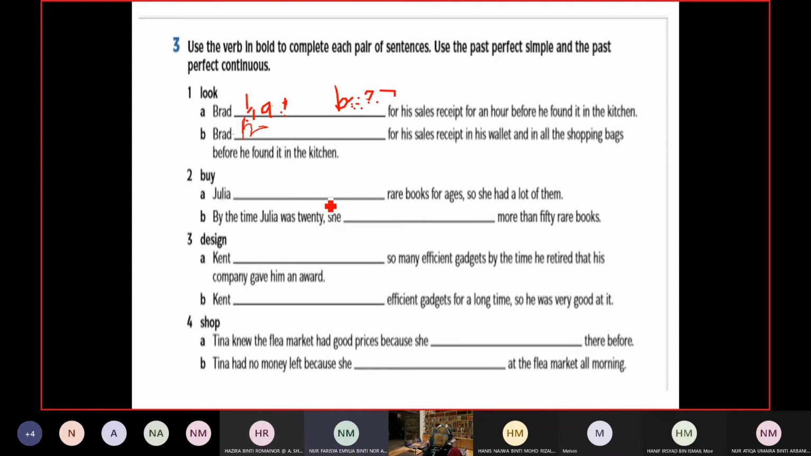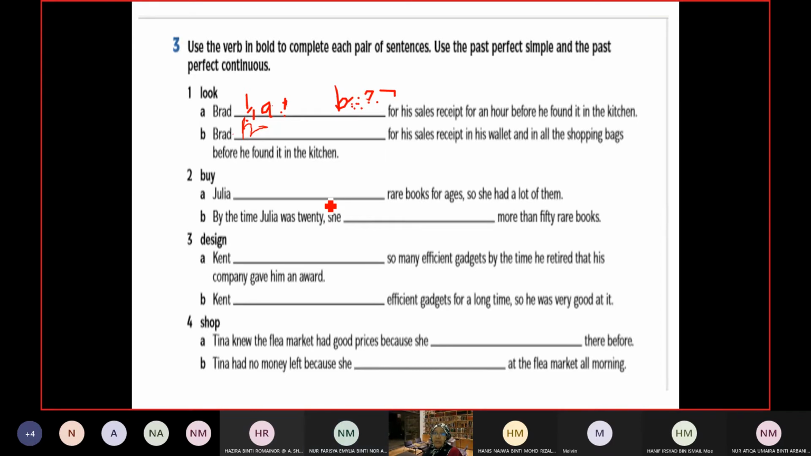Julia had been looking. Julia had looked. Hello, the verb to buy lah. Salah tengok atas. Okay. Julia, betul lah had been and sebab... Julia had been buy rare books for ages, so she had a lot of them. Number two. By the time Julia was 20, she had buy more than 50 rare books. Okay. All right. Thank you, Farisha.